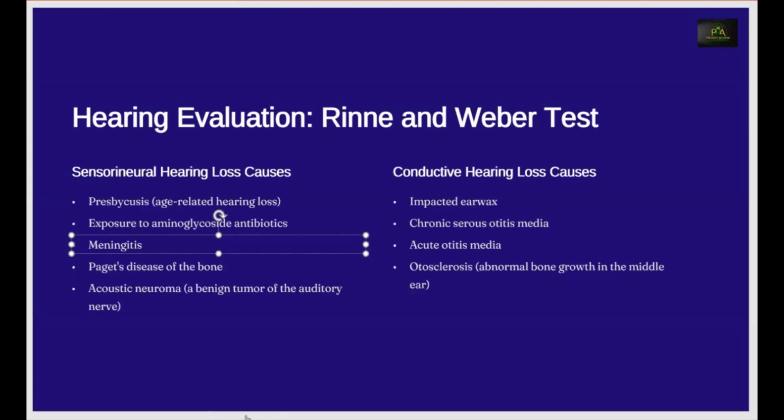So they can ask you the question: all of the following are sensorineural hearing loss except. You should be able to know the sensorineural hearing losses, which are presbycusis, like we mentioned, aminoglycoside antibiotics, meningitis, Paget disease, those things you do not see. Another high yield one is acoustic neuroma. But the conductive hearing loss is what you can see. So we have mentioned all this before.